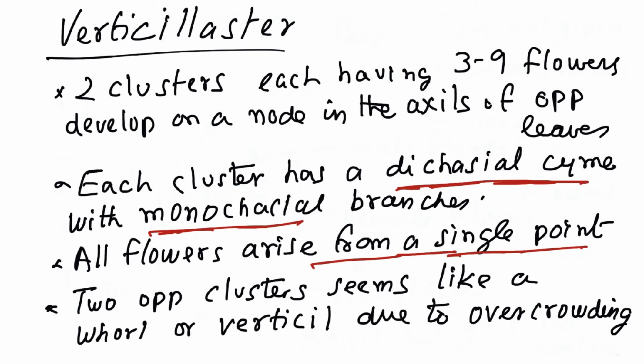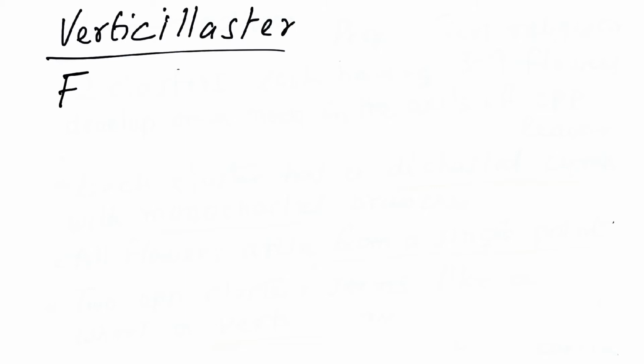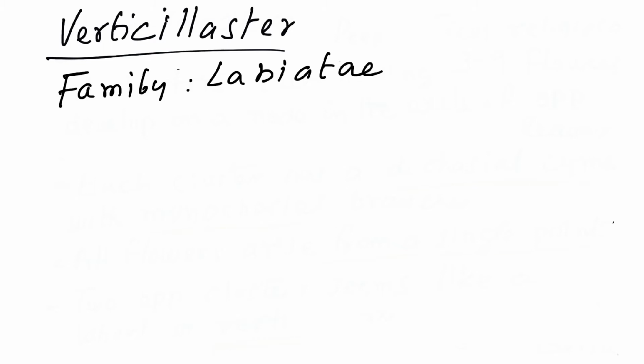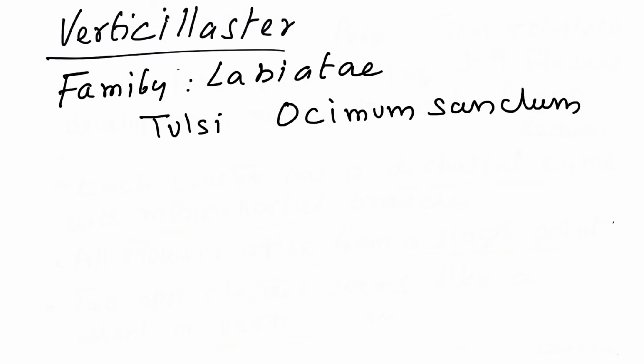So note that point. And no less important is the presence of dichasial as well as monochasial cyme in this kind of inflorescence. So let's look at some notable examples in the case of Verticillaster. This kind of inflorescence is characteristically seen in the family Lamiaceae, and a very famous example is Ocimum sanctum, that is the common tulsi. And also we have an example in Salvia.